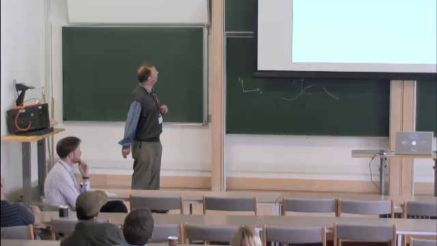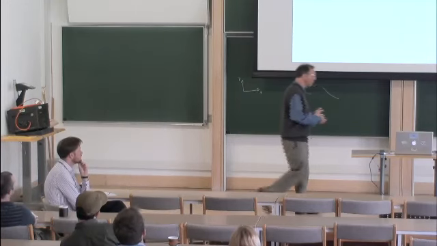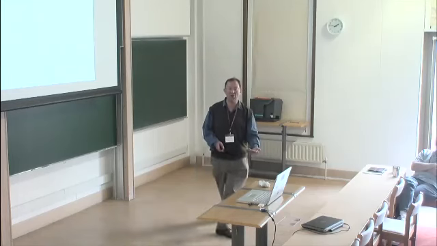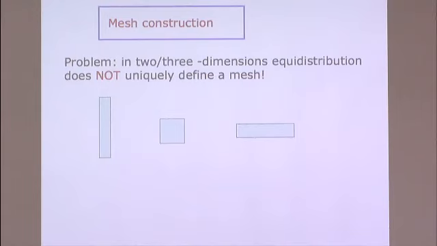So how do we construct our mesh? Well, unfortunately, in 1 dimension, that equation I put down uniquely defines the mesh and everything is fine. But in 2D or 3D, if I was to say, give me a set with a fixed area, there's an uncountable number of sets that we can use. So that equidistribution equation doesn't tie down the mesh at all. That equation I put down has an uncountable infinity of solutions.